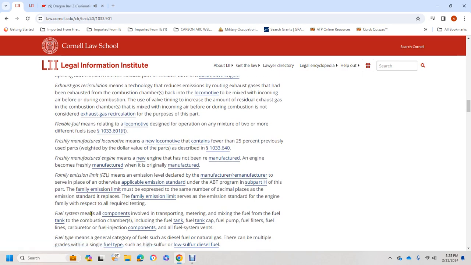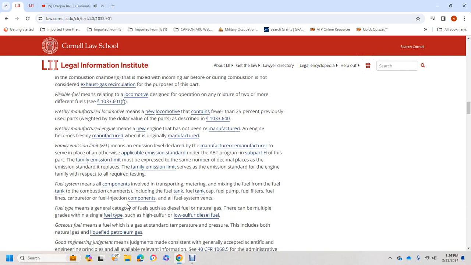Family emission limit means the emission level declared by the manufacturer or remanufacturer that serves as the emission standard in place of the otherwise applicable emission standards under the averaging, banking, and trading program and subpart H of this part. Family emission level limits must be expressed in the same number of decimal places as the emission standards they replace. The family emission level serves as the emission standard for the engine family with respect to all required testing.